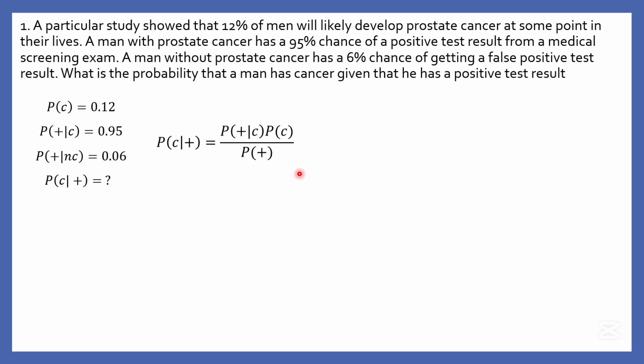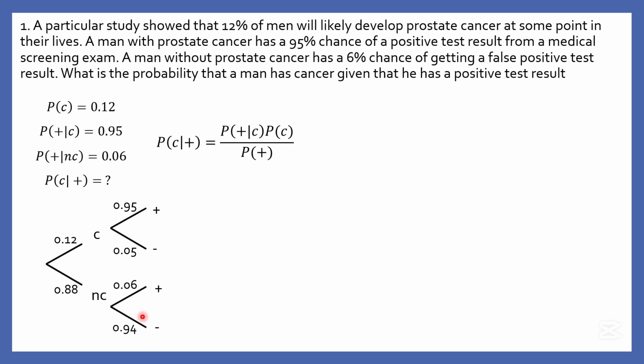Now to find this value, it's best that we use a tree graph. The probability of a man having cancer is 0.12, so the probability of a man not having cancer is just 1 minus 0.12, which is 0.88. And the probability of a man having cancer getting a positive test result is 0.95, with the negative being 0.05. And the same goes for a man without cancer: the positive test result is 0.06, and the negative test result is 0.94.